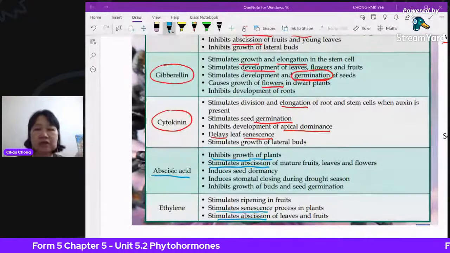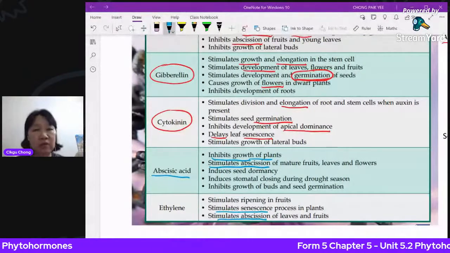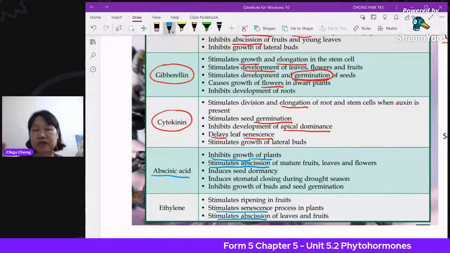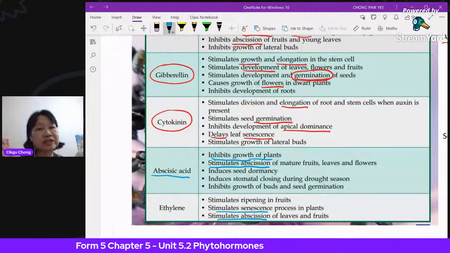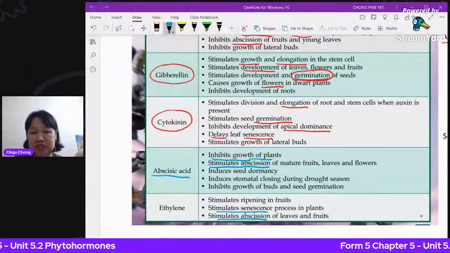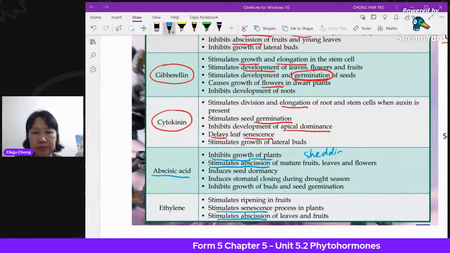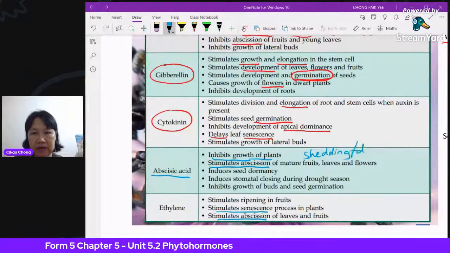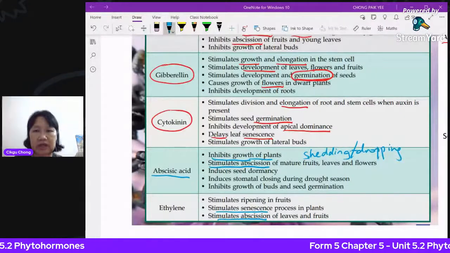It's like humans also, we don't grow anymore. When we achieve adulthood and then old age, the growth is going to be negative already. It's going to stop growing. Then it's going to stimulate abscission. That means shedding. Shedding means dropping. So the leaves will drop, and flowers will also drop.